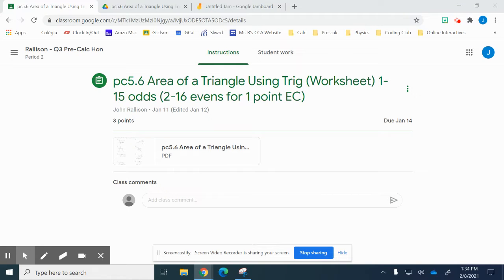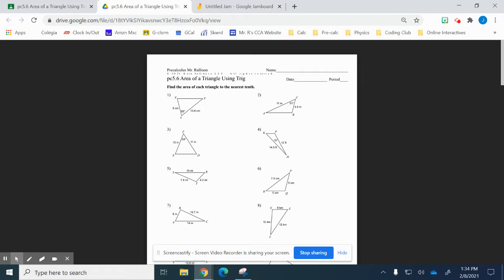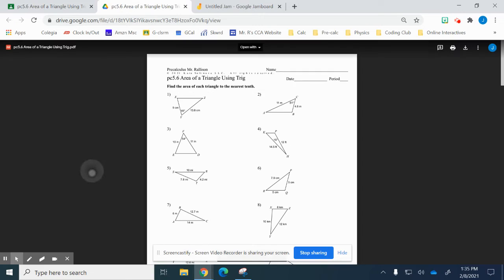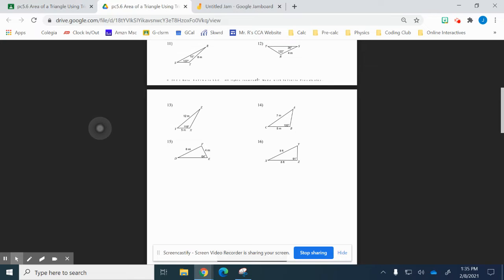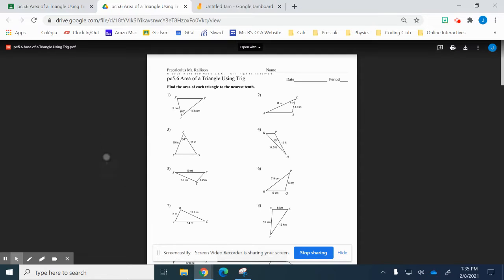This is a video walkthrough of pre-calculus assignment PC 5.16, which is in January of 2021. This is what it looks like. So if you click on that PDF, that worksheet, this is the worksheet, and it says to find the area of these triangles. And so when you do this, you're going to have to use different methods. You might have to use different methods for different triangles because they all kind of have different things going on.